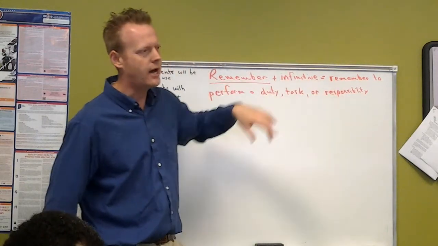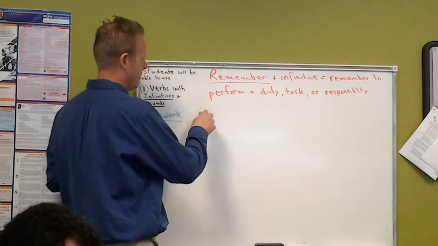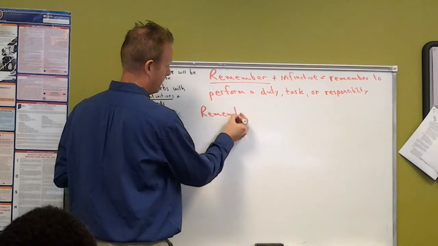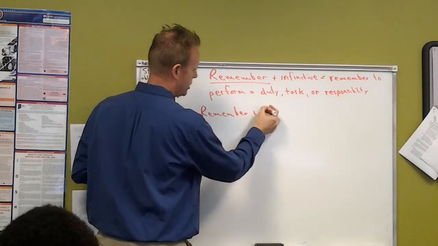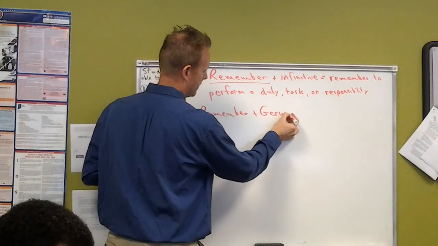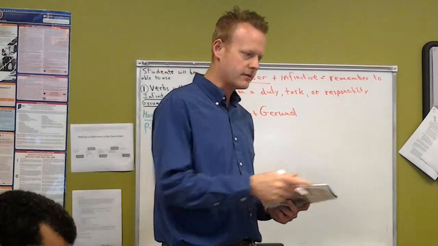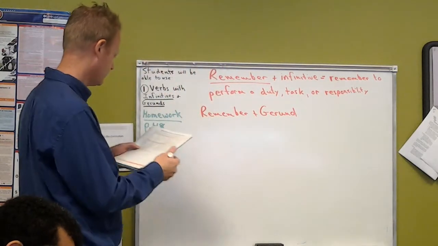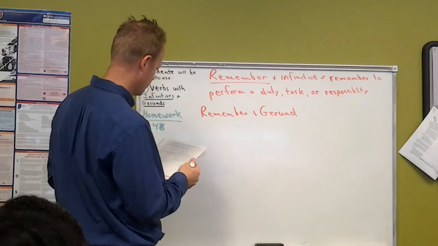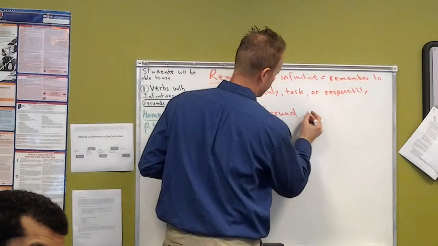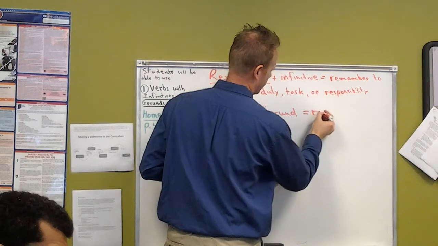Now, look at the opposite. If we go with remember plus a gerund, let's take a look. Go down to F. Somebody hit F. Turkey, read F. I remember seeing the Alps for the first time. The sight was impressive.